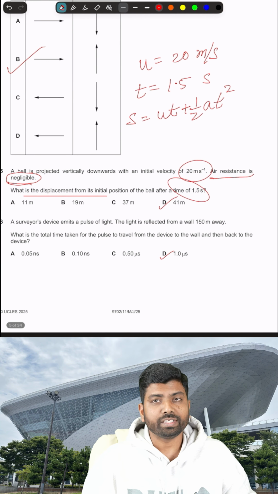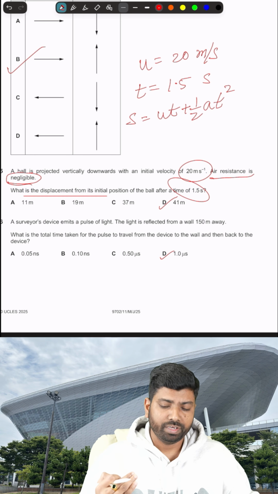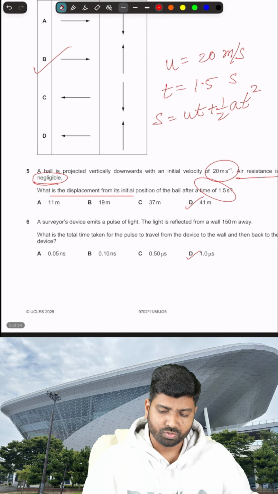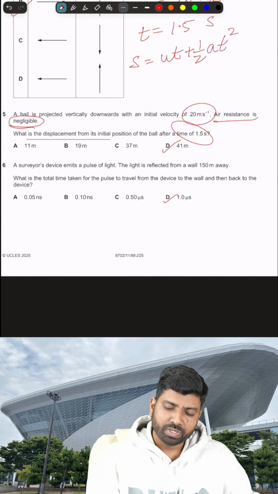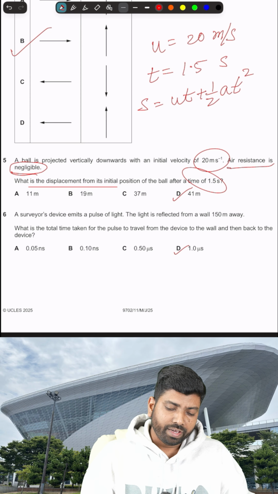Okay, I don't want to waste your time, that is why I keep on moving quickly. If any doubt comes to your mind, if you write, then I can stop and answer your queries, right? Question number 6 is related to the same motion. A surveyor's device emits a pulse of light, right?